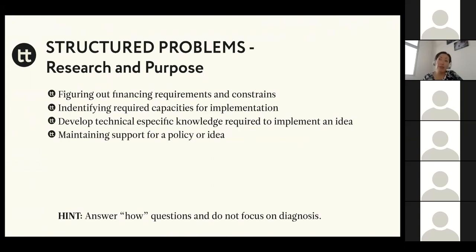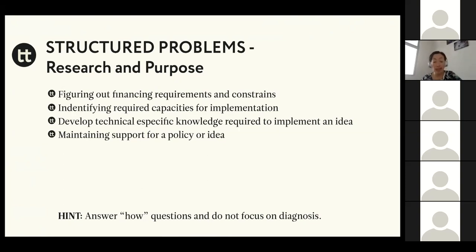One of the problems that we tend to see in think tanks, especially the ones that are just getting started, is that they try to do a diagnosis of everything, right? That is the way that we also used to understand problems. But when we are already in a very structured problem, it is really about finding out ways of how to make something work. So that should be the focus of the research that we produce.